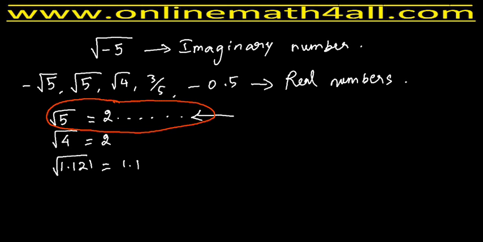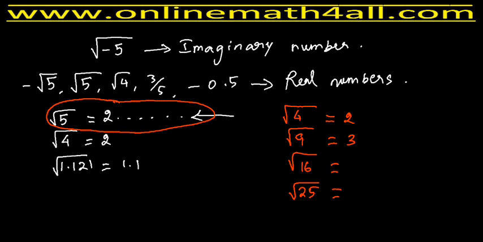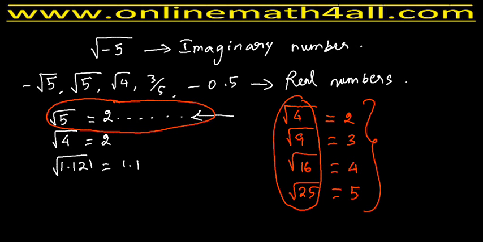So for example, let us consider numbers like 4, 9, 16, 25. When you get the result for these numbers, for the first one, square root of 4, we get 2. For the second one we get 3. For the third one we get 4. For the fourth one we get 5. So we don't have an infinite number of digits after the decimal in all these results. So all these numbers with square root are rational numbers.